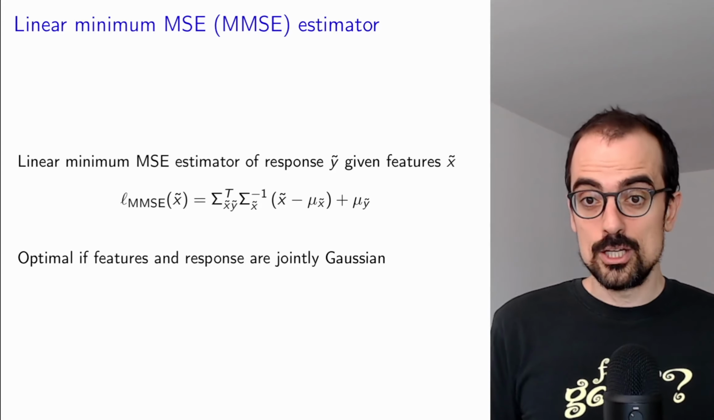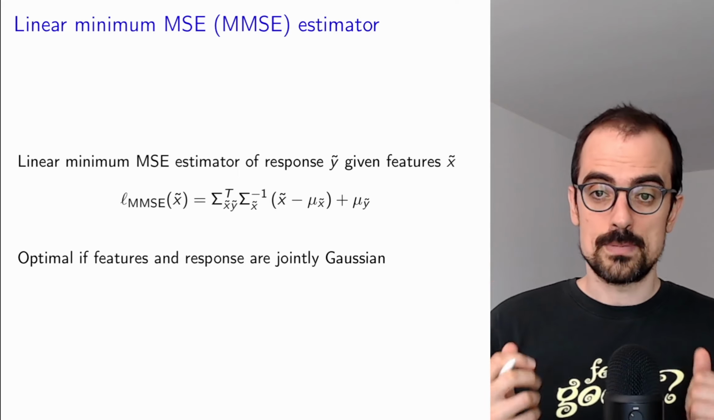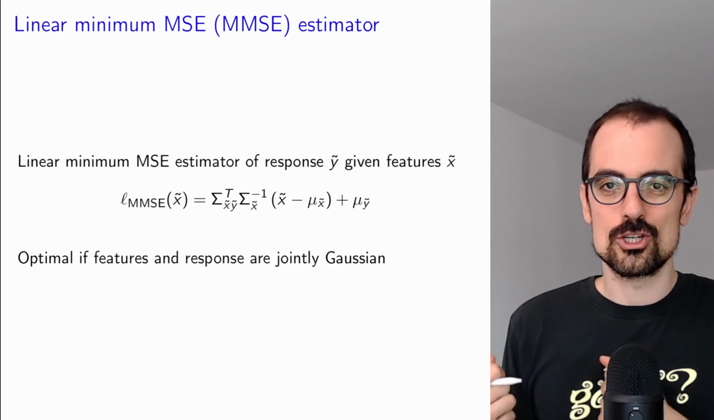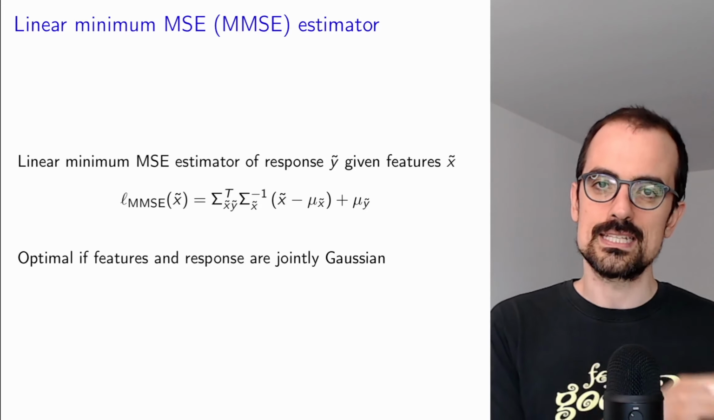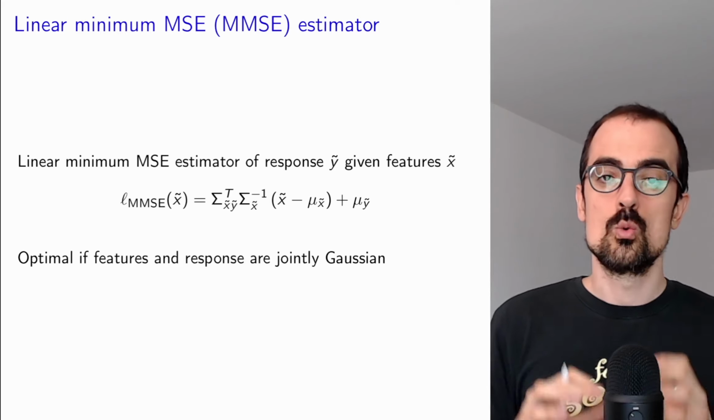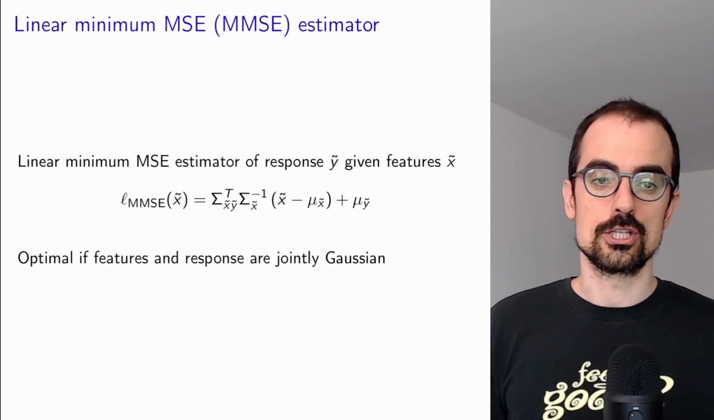It's actually completely optimal if the features and the response happen to be jointly Gaussian, but it's not optimal in general because there could be a nonlinear relationship between the features and the response, and this estimator would not be able to capture it. We're going to talk more about this when we consider nonlinear regression later on in the video.